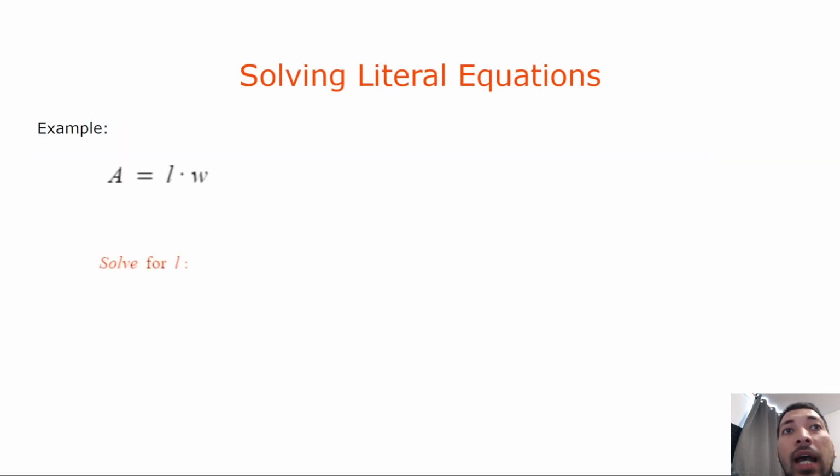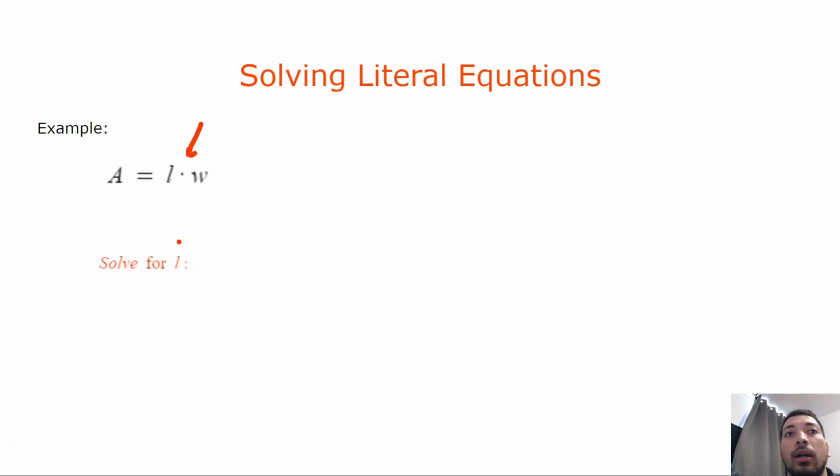So let's see, we have an example of A equals L times W. So this operation between L and W is multiplication. You can see a dot over here. This is the multiplication operation. We oftentimes use a dot to represent multiplication. Now the objective over here is to solve for L.